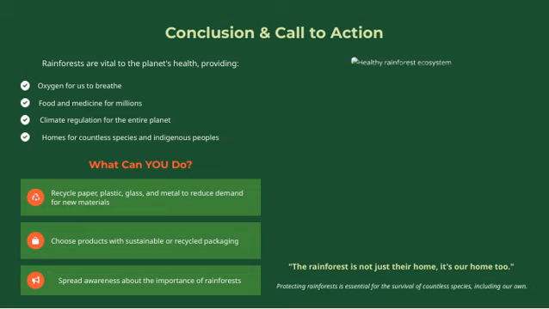Protecting these vital ecosystems is crucial, not only for the countless species that depend on them, but for our own survival as well. Every small action contributes to a larger change, so I encourage you to get involved and make a difference.